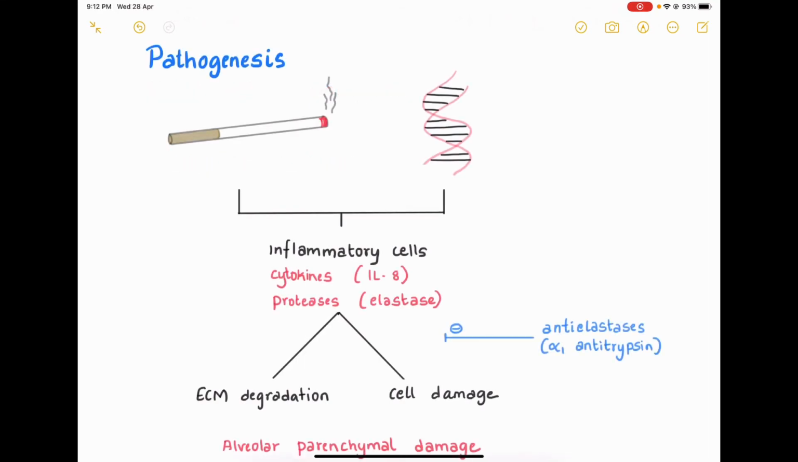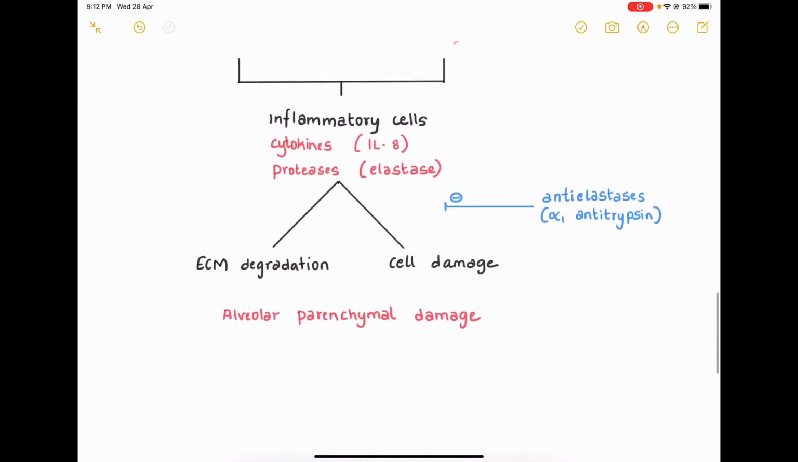Now let's look at the pathogenesis of emphysema. The environmental factors and the genetic factors play to stimulate the inflammatory cells, which produce cytokines, mainly interleukin 8, and proteases, mainly the elastases. This leads to extracellular matrix degradation and epithelial cell damage, which eventually leads to alveolar parenchymal damage.